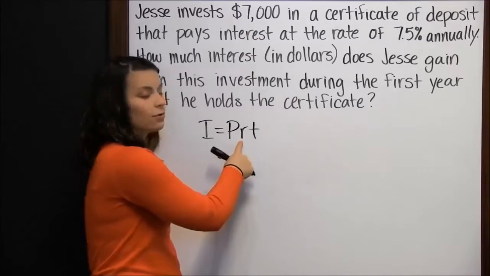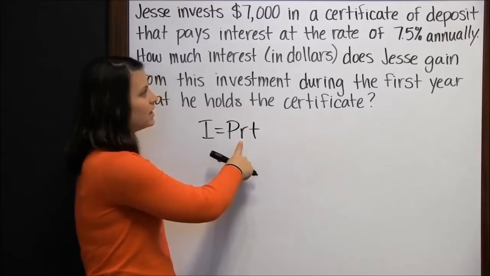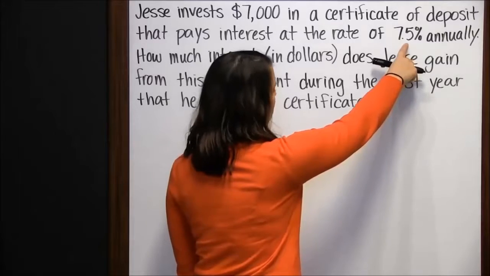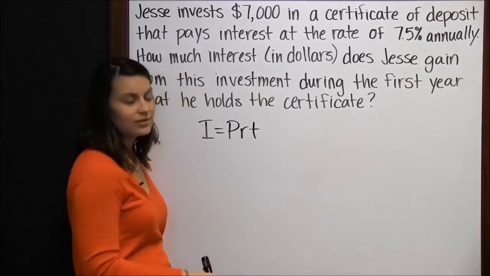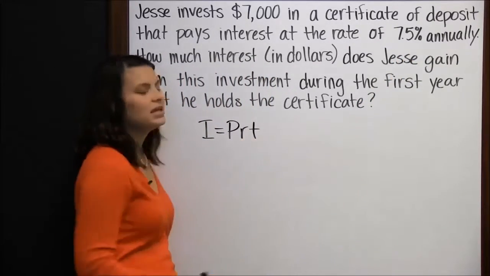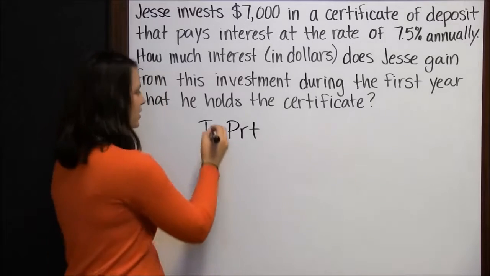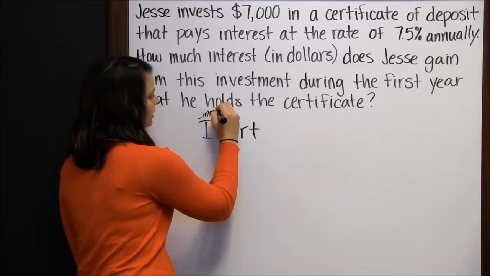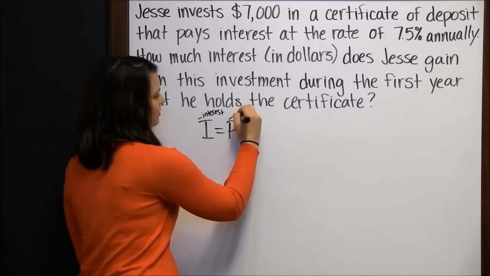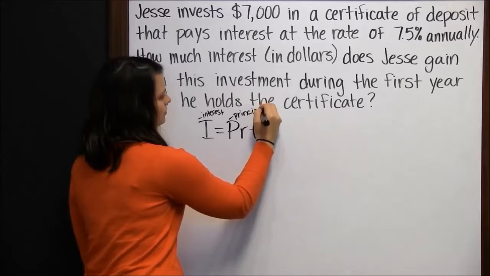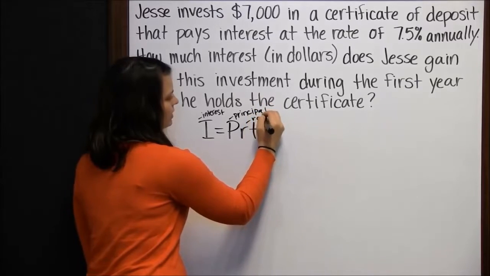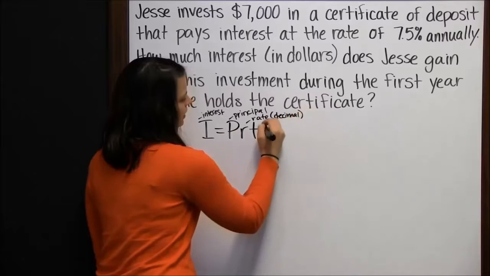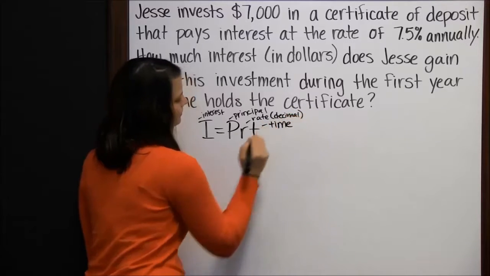The R is the rate, or the percentage, but written as a decimal. So we're going to take 7.5% and write it as a decimal, and that'll be our rate. And then T stands for time. So you may want to make a note of that. This I is the interest. P is the principal. R is the rate as a decimal. And the T is the time.